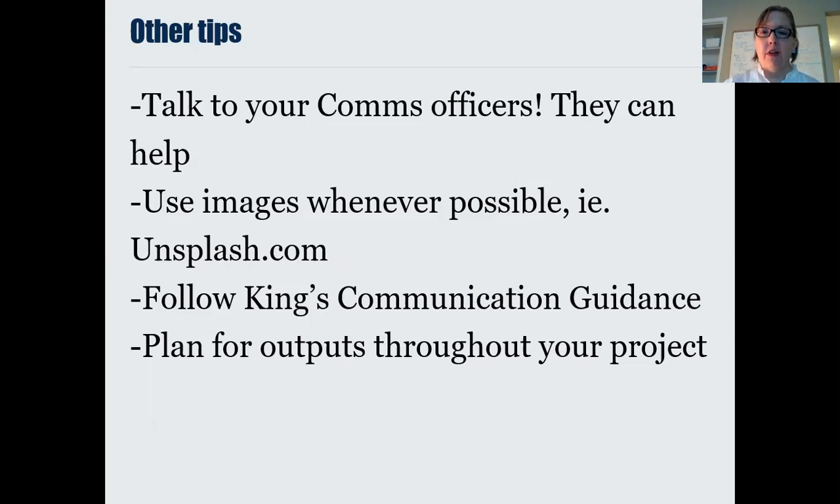If you're at King's, you follow the King's communication guidance, or at any other organization, I'm sure that there is some type of social media or local guidance, and I suggest you seek that out before launching into any type of social media campaign. And a friendly reminder, plan for outputs or plan for using social media throughout the project, and you will get so much more out of it personally and professionally than if it's only a way to share the final product.